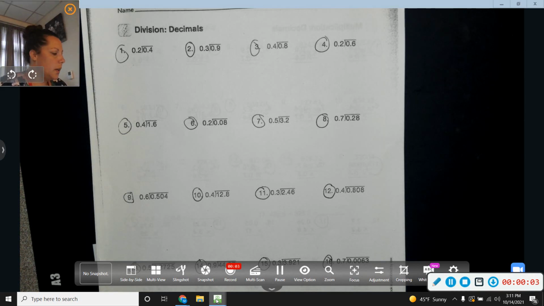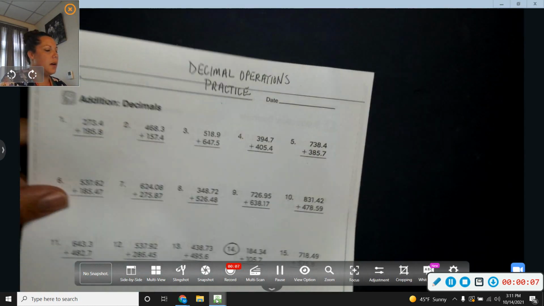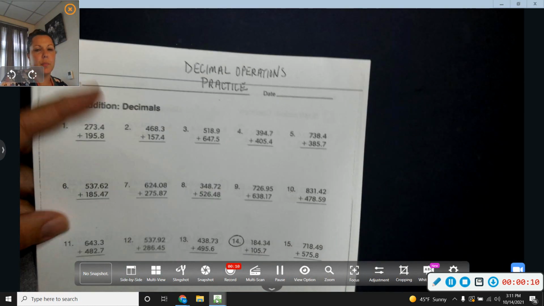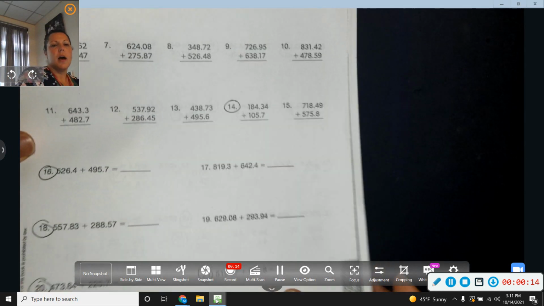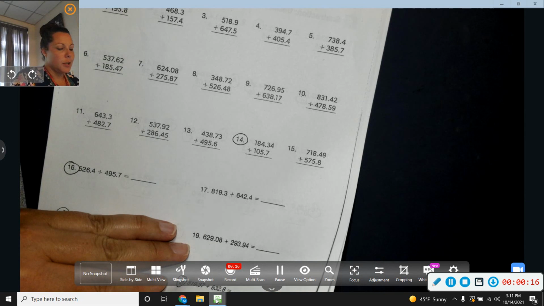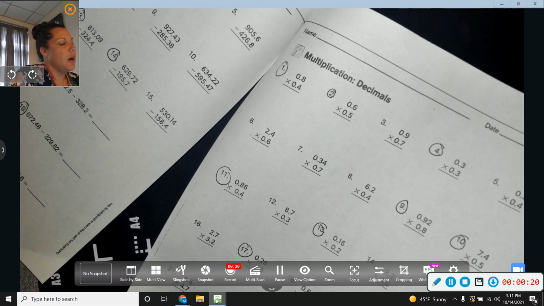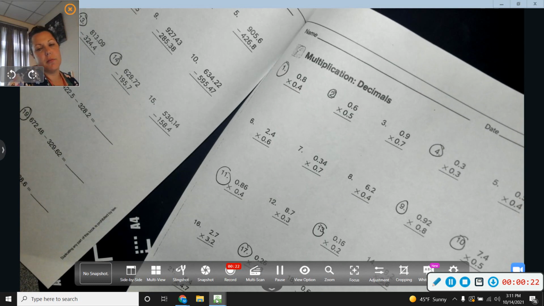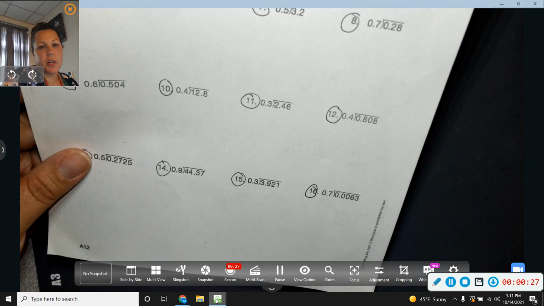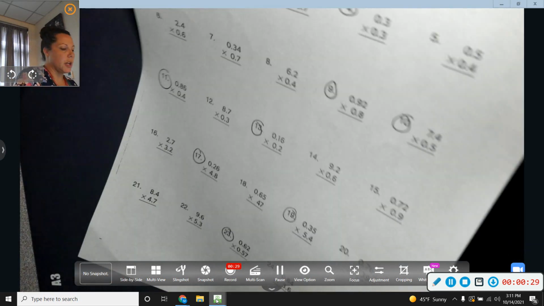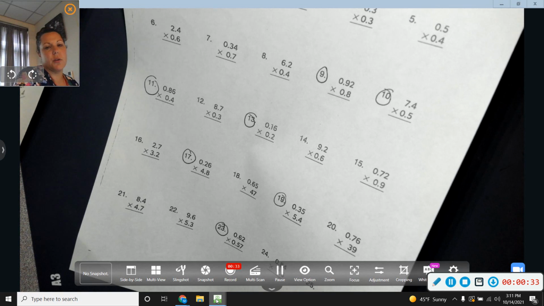Hi guys, we are working on the homework for today, October 14th. It's the decimal operation practice, and it's just the circled problems. I am not going to do the addition or the subtraction with you. I am going to do some of the division and some of the multiplication, because those are the trickier ones, and I just want to make sure that you can do them.